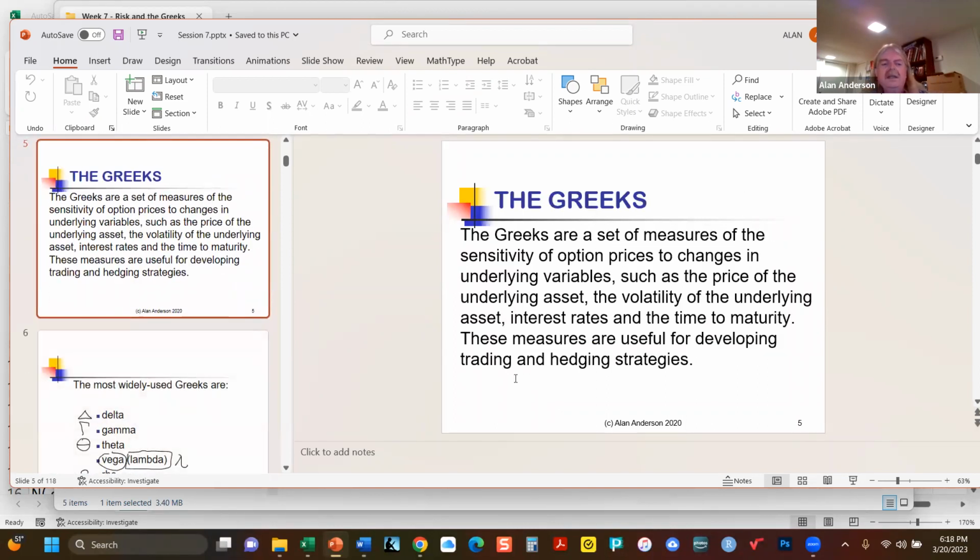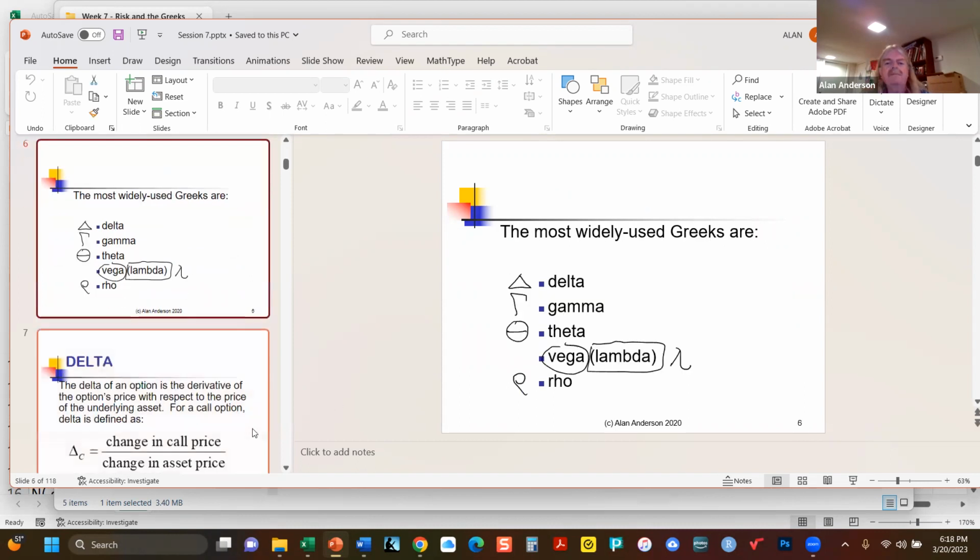Now the reason why they're called the Greeks is because the names somehow were associated or assigned: delta, gamma, theta, vega, and rho. It turns out, ironically enough, that vega is not actually a Greek letter. Somebody slipped up there. So that measure is sometimes called lambda, so that we have a symbol that we can use to represent it on paper.